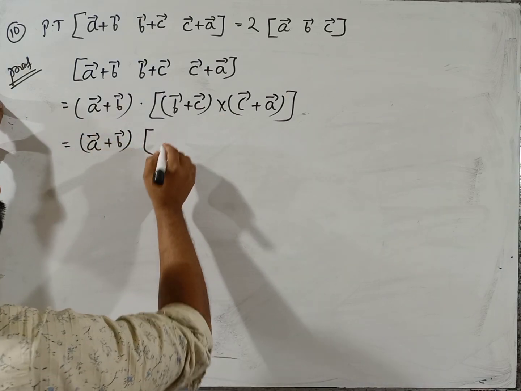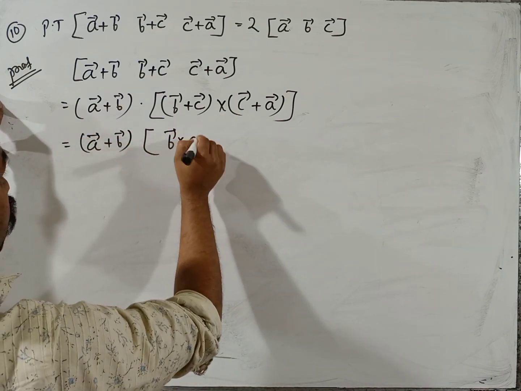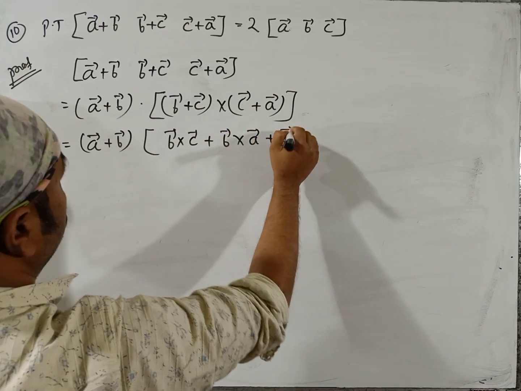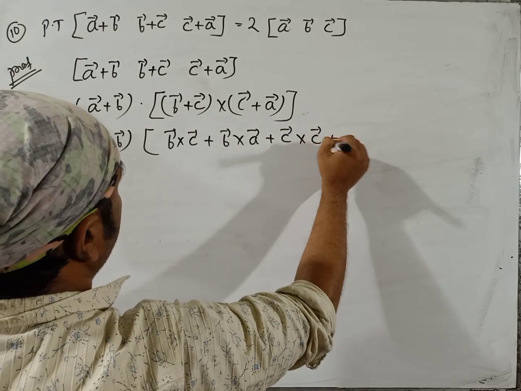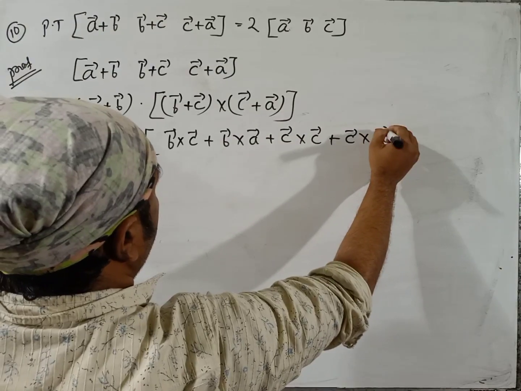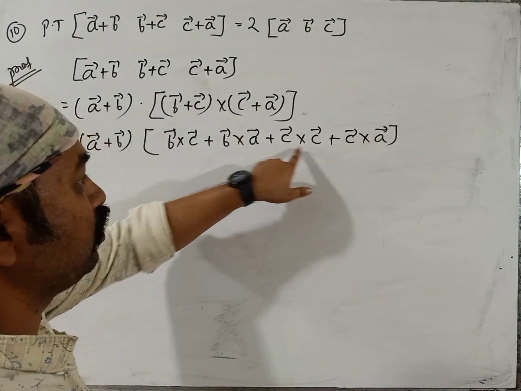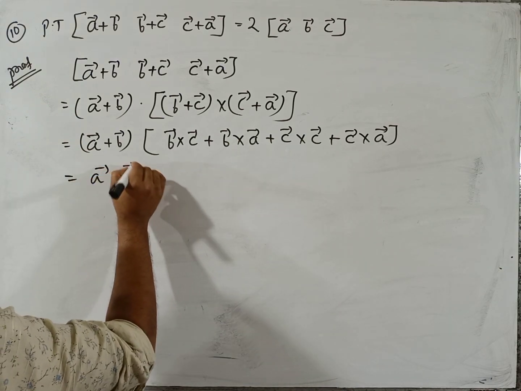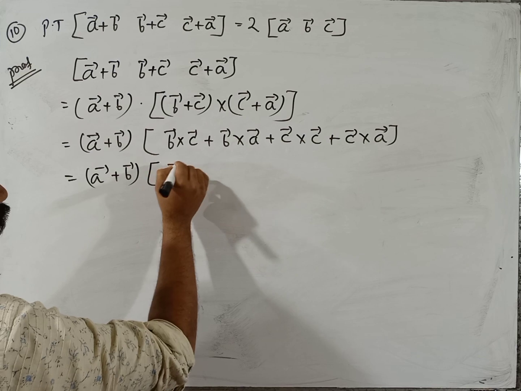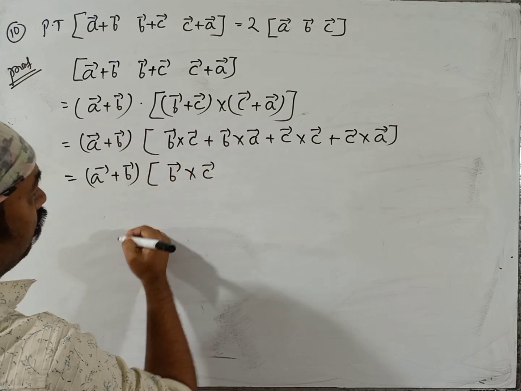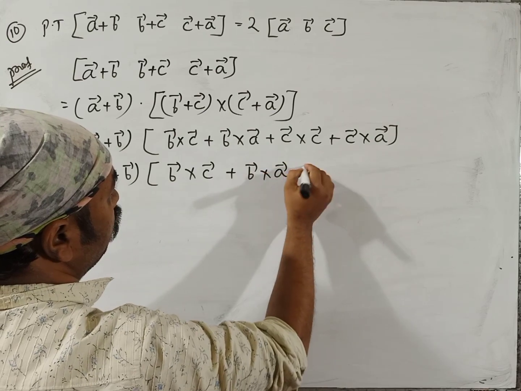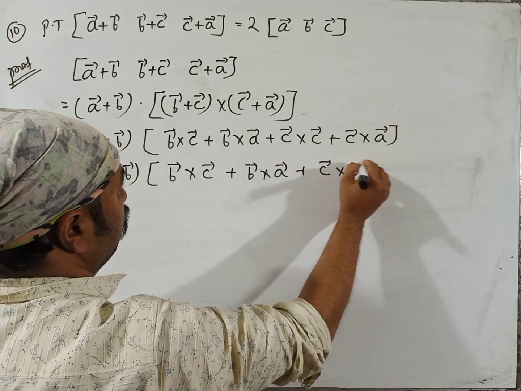Then applying the cross product here, it is B vector cross C vector plus B vector cross A vector plus C vector cross C vector plus C vector cross A vector. The value of C vector cross C vector is 0. So the remaining values are here: B vector cross C vector plus B vector cross A vector plus C vector cross A vector.